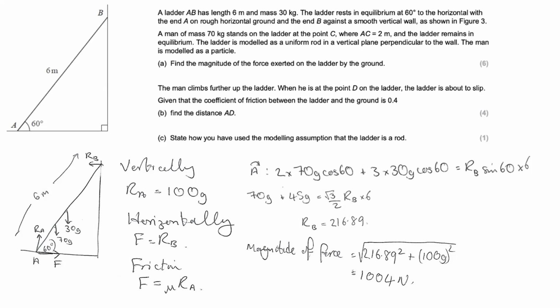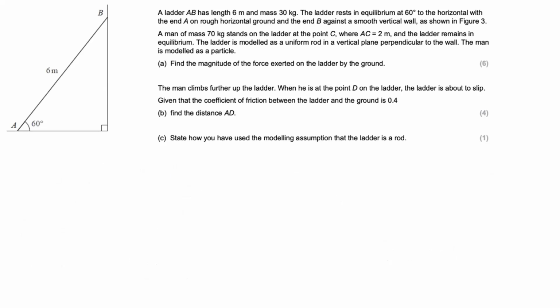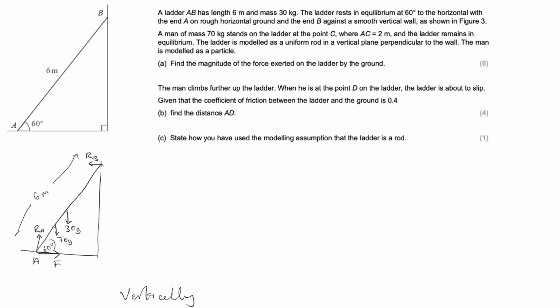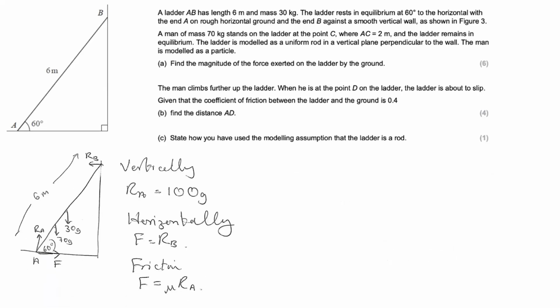Okay, let's do part B. Right, this time he climbs further up the ladder, so you know it's going to be bigger than 2. And they're giving us mu as 0.4. So I'm just going to put that on there. Now, normally I would draw a fresh diagram if anything changes, but all that's happened is he's moved up.